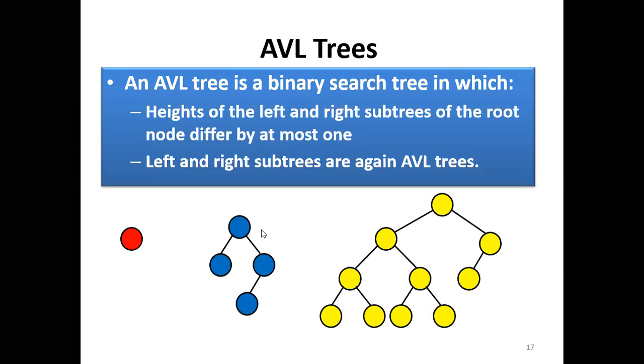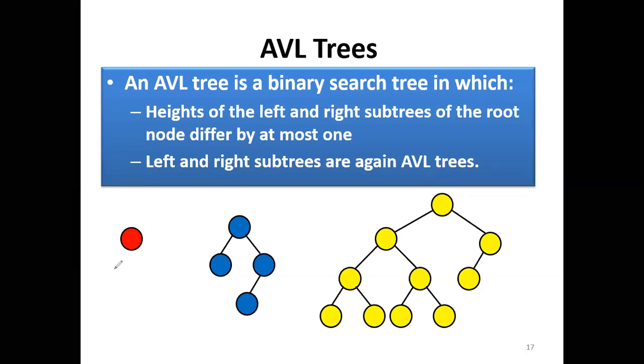So what do we mean? What we mean is that if you have a node here, anything at the left is the left subtree, and anything at the right is the right subtree. The difference between the left and the right must not exceed 1. And that makes that tree an AVL tree. So let's determine if these trees are AVL trees.